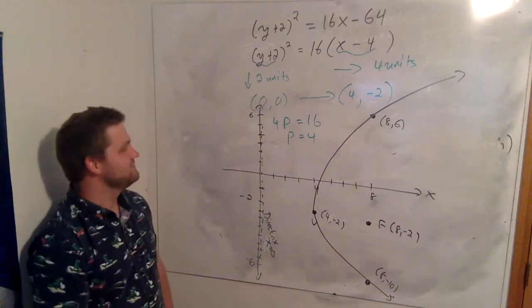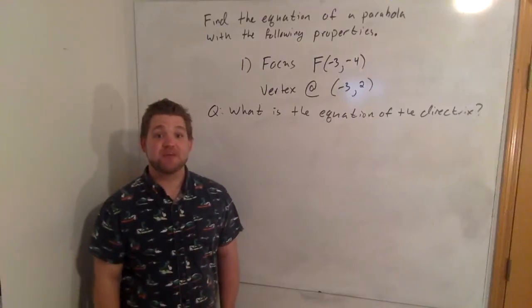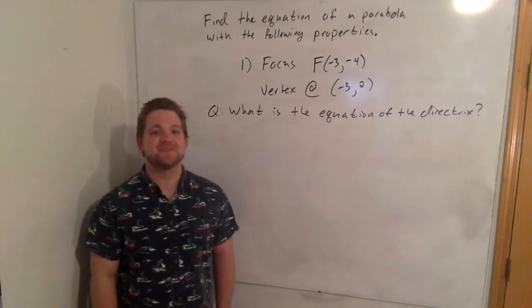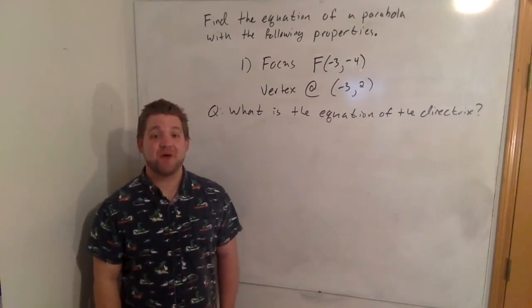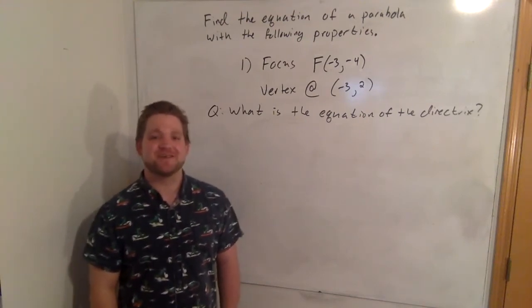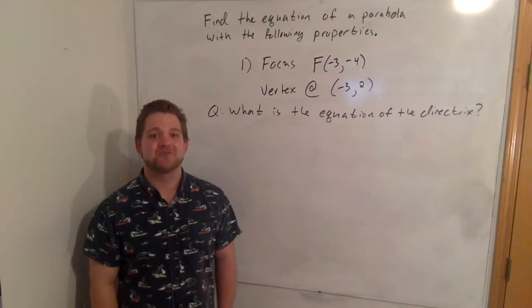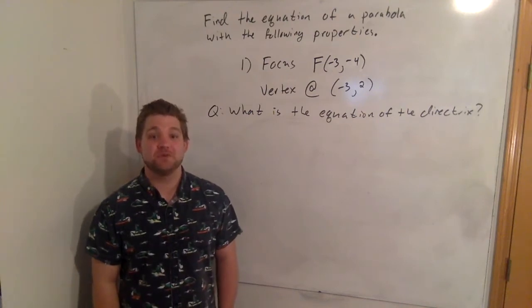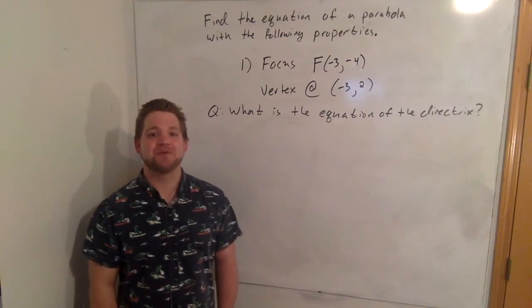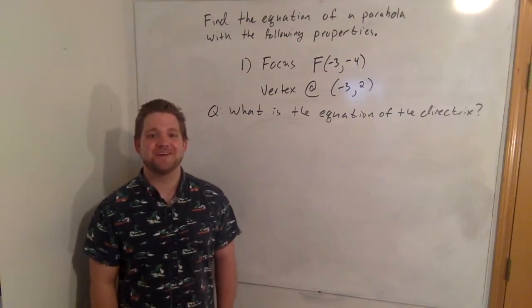There's our parabola. Let's do some examples where we're given some information about a shifted parabola and we want to find its equation. For this example, I want you to try to find the equation of a parabola that has its focus at coordinates -3, -4, and its vertex has coordinates -3, 2. I also want you to try to find the equation of this parabola's directrix. Pause the video and give it a shot.